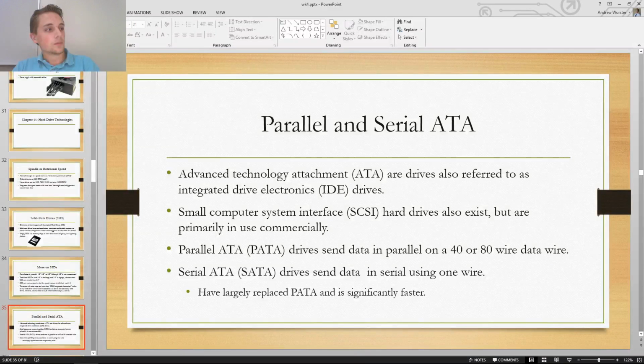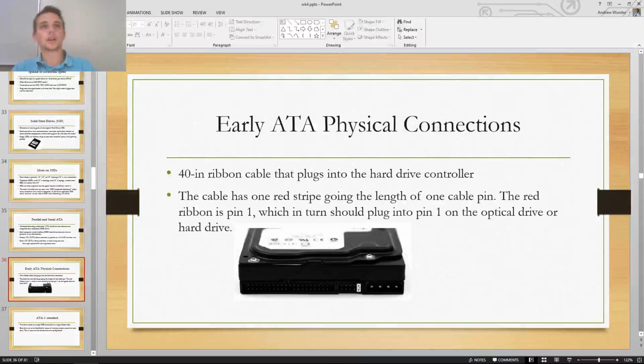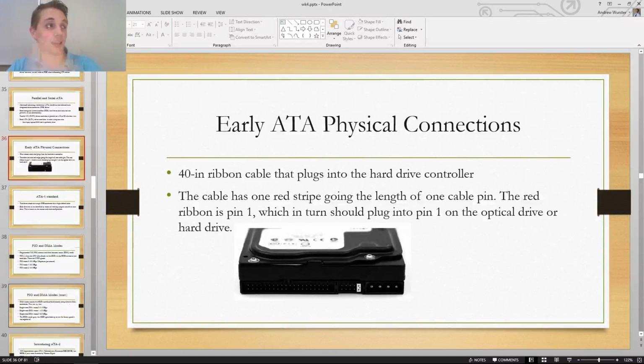So that's what a PATA drive looks like. It's that connection, which was slightly annoying as well if you bent a pin. You're like, gosh darn it, and then you have to try to get it back without breaking the pin. And okay, now this is where it gets complicated.